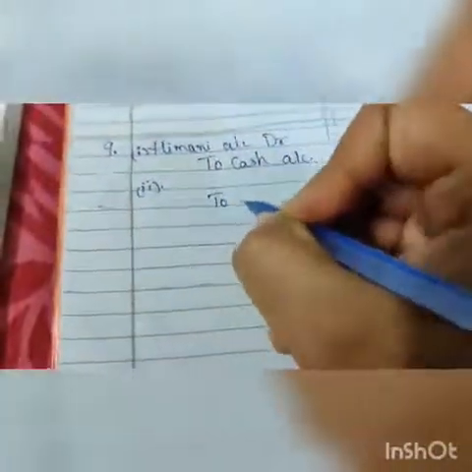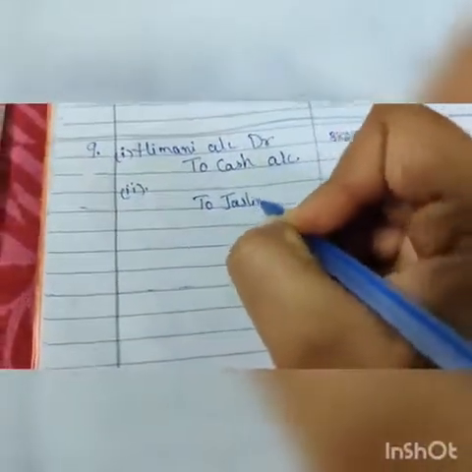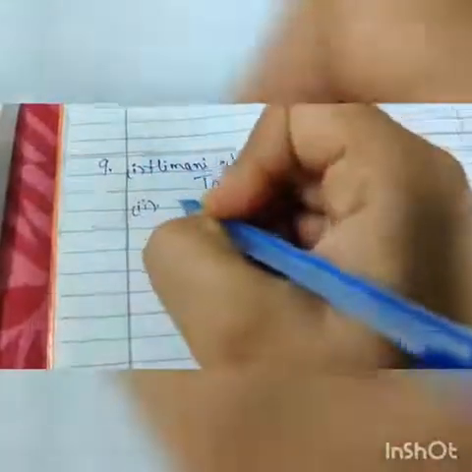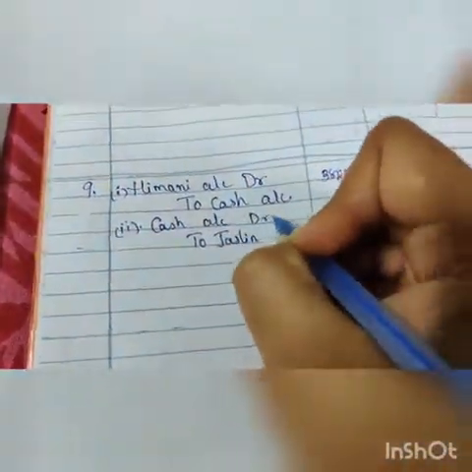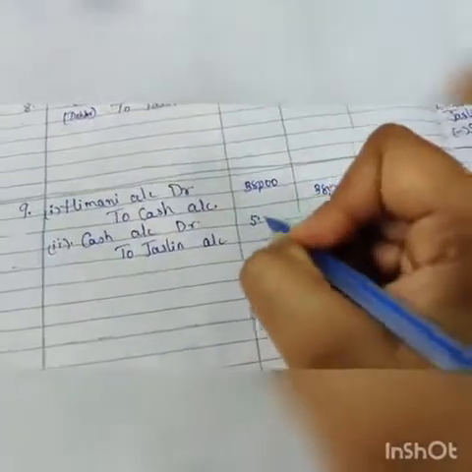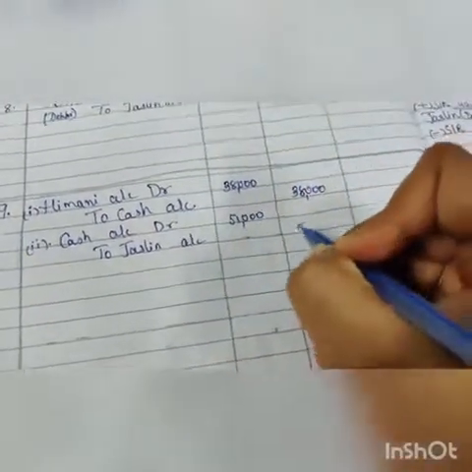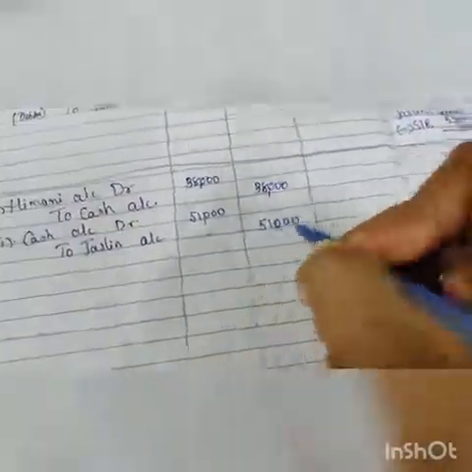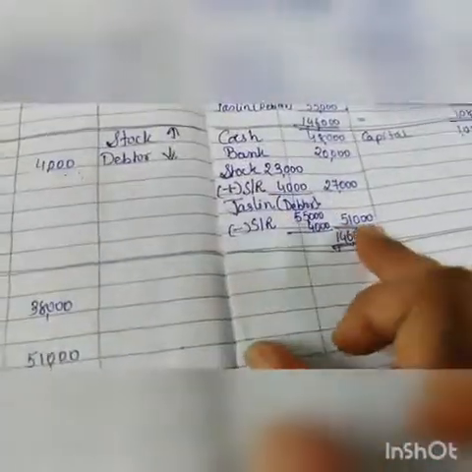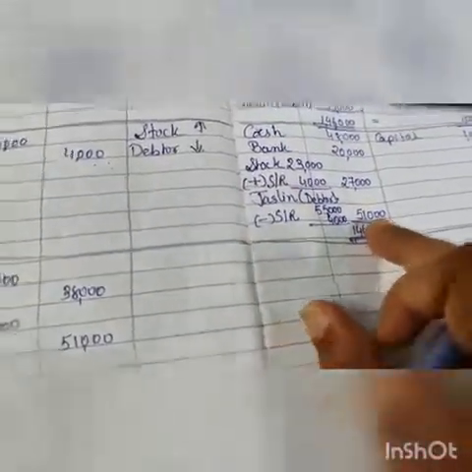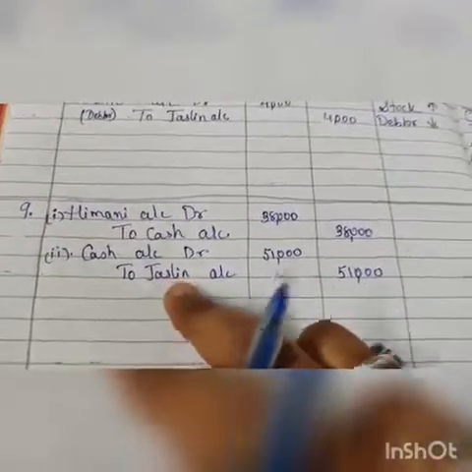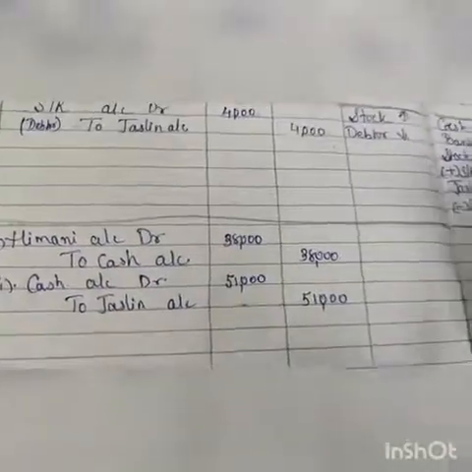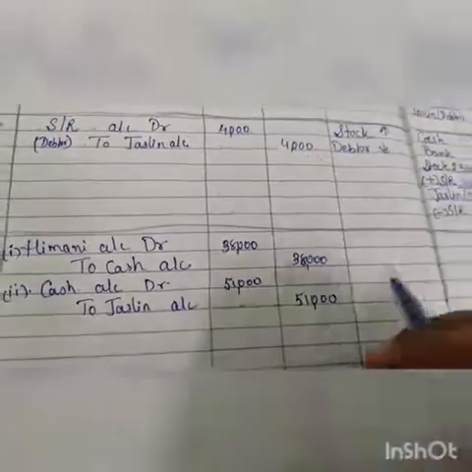So to Jasleen account and here cash account debited, that is 51,000 and 51,000. See if you see on asset side Jasleen how much is as a debtor, 51,000. So see Jasleen is giving your money and we are receiving. So now we will see the effects of this transaction, that is Himani.